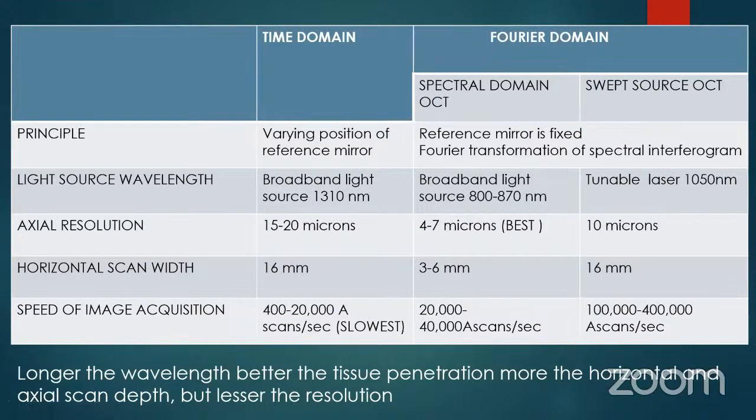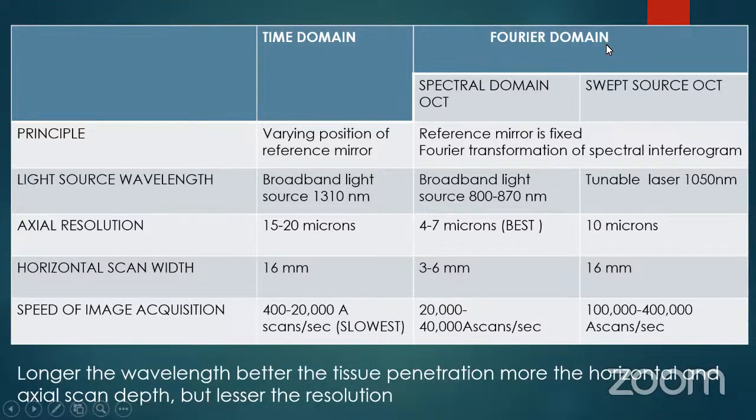The classification of the three. In time domain, as mentioned, we change the reference mirror position. The broadband light source of 1310 nanometer is used. It's a longer wavelength, so the tissue penetration is more, but the axial resolution, as we can see in comparison, is less. The speed of image acquisition is also less. It is a slow mode.